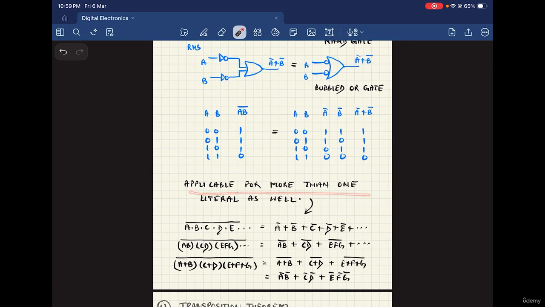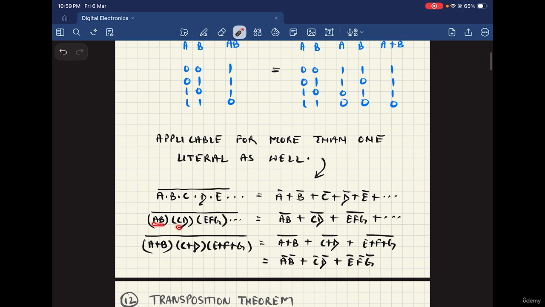Applicable for more than one literal as well. So you can see A dot B dot C dot D dot E, if you do, it will become A bar plus B bar plus C bar plus D bar plus E bar, likewise. Similarly, in each term you can have multiple literals. So you can have ABCDEFG. So it will become AB bar plus CD bar plus EFG bar, likewise.